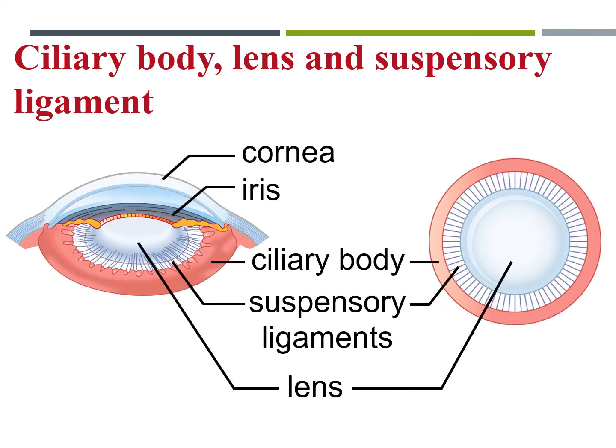The picture below shows you the position and location of the ciliary body. The ciliary body is located right behind the iris. The ciliary body itself is like a muscle ring, circular in shape. At the center, you can find the lens, which is transparent. And between the lens and the ciliary body, you can find the suspensory ligaments, which help to connect the ciliary body and the lens.